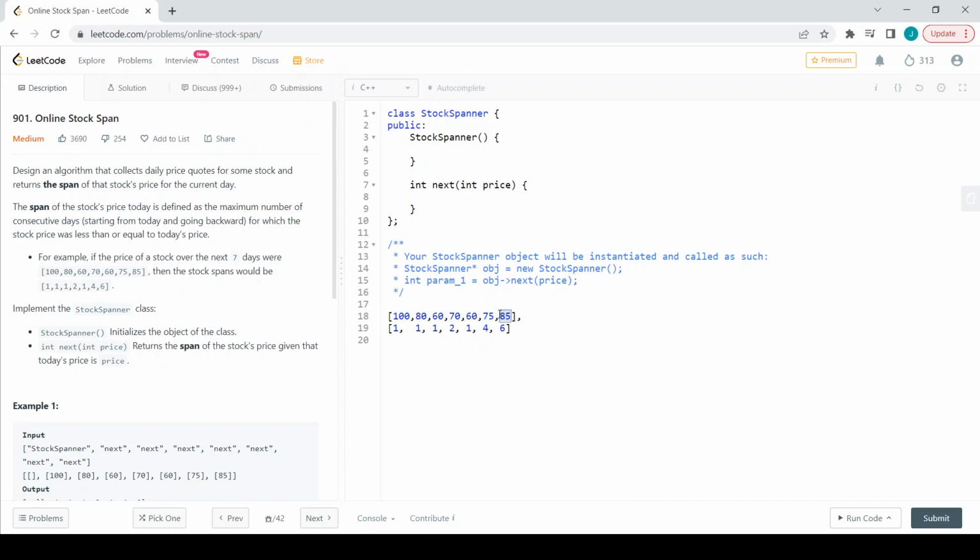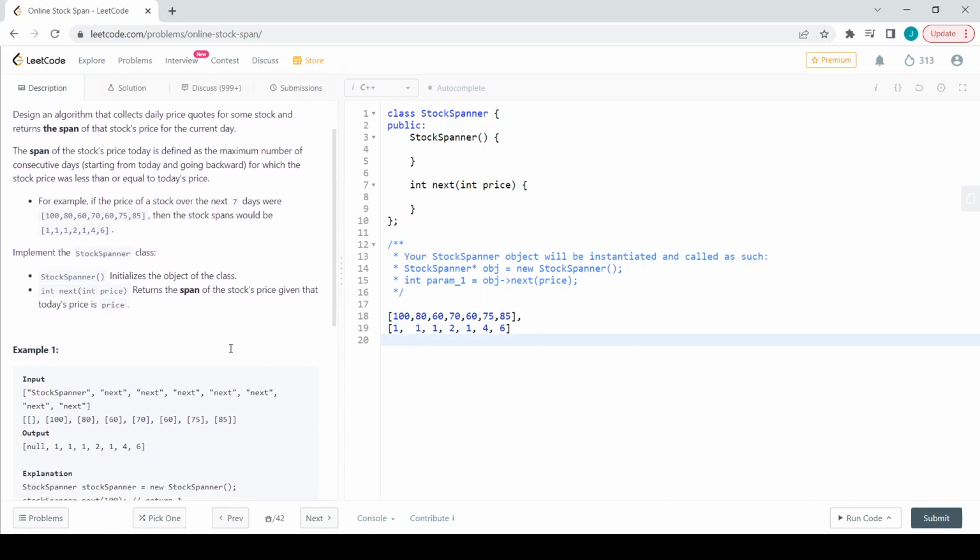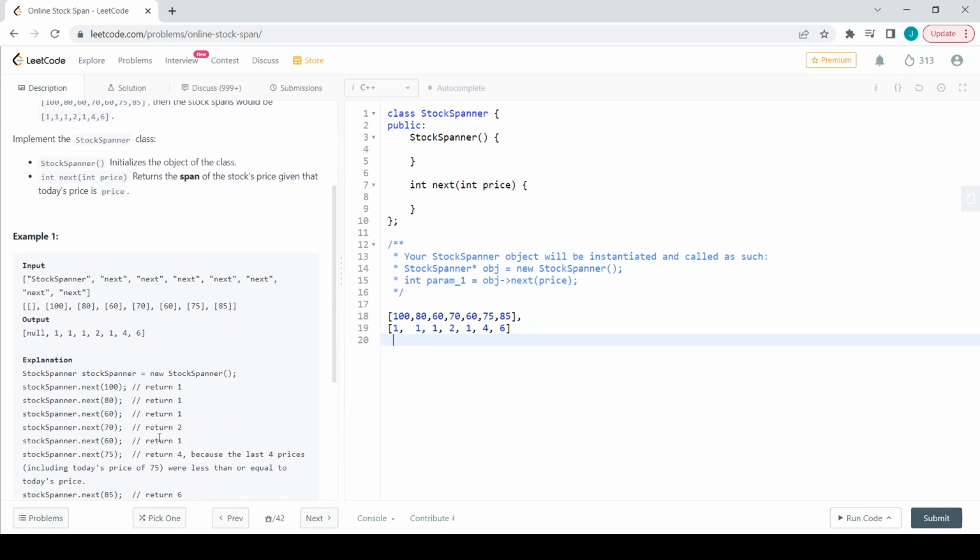And for 85, the prices which are less than or equal to 85 are 85 itself, and then 75, 60, 70, 60, 80. And when it goes to 100, it is greater, so we return the consecutive count, which is 6. The total number of prices less than or equal to 85 is 6, so we return 6. I hope you understand the problem and what it states. This is what example 1 also states.